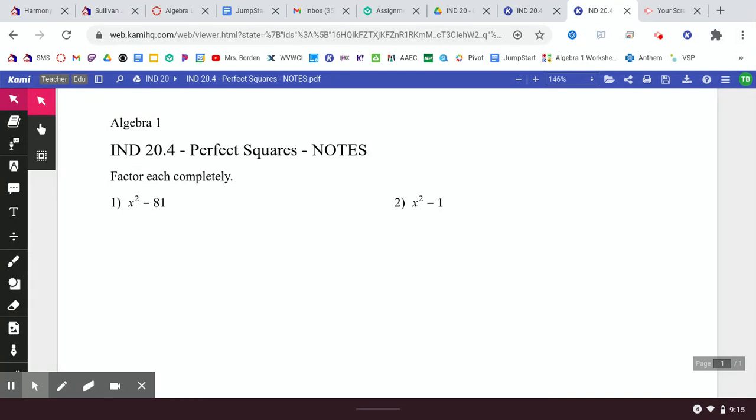All right, so this last video for indicator 20 is indicator 20.4, and these are some special cases called perfect squares. So we're going to go through some examples. I want you to take notes in your 3-ring binder just as if you were in class.